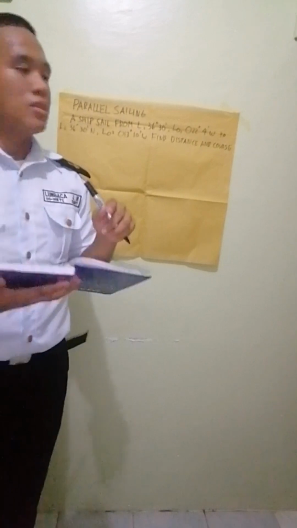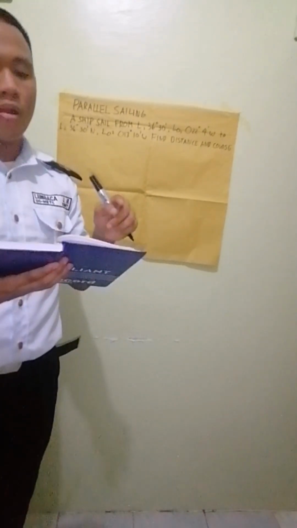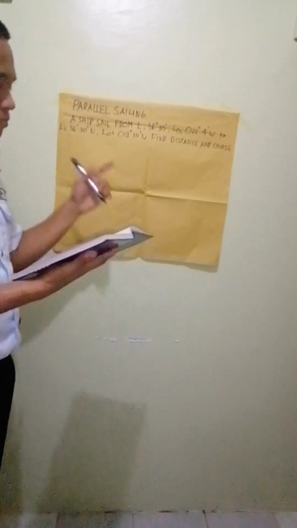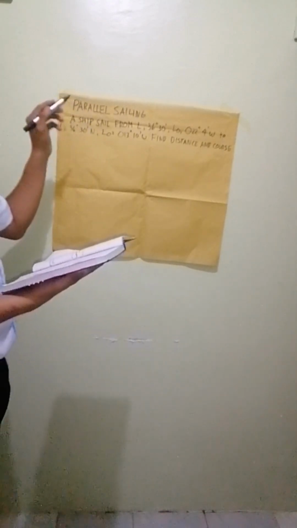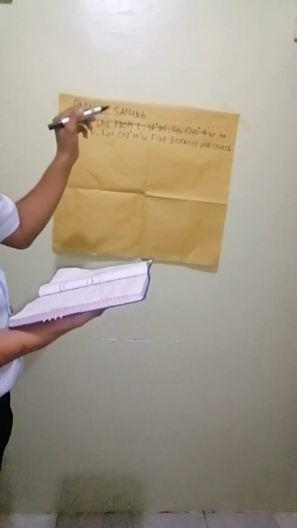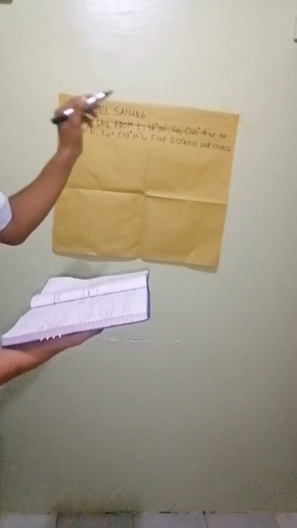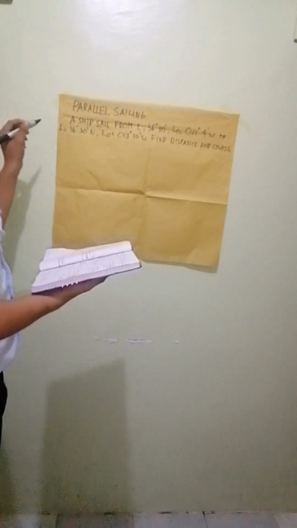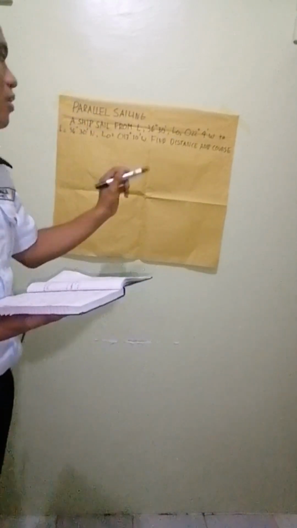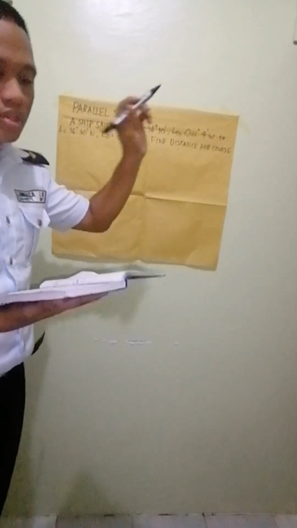I will discuss to you the parallel sailing and how to solve the parallel sailing method. And this is my problem. A ship sails from latitude 1, 36 degrees and 30 minutes, and longitude 1, 22 degrees and 4 minutes west, to latitude 2, 36 degrees and 30 minutes north, and longitude 2, 13 degrees and 10 minutes west. Find the distance and course.